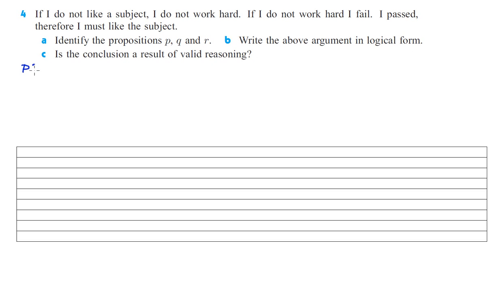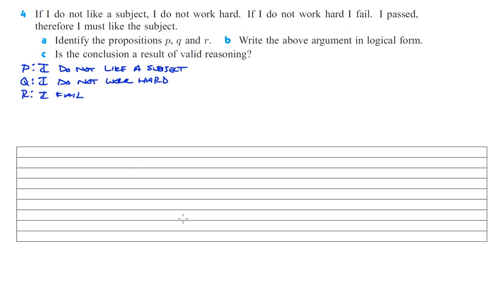So we've got proposition P is I do not like a subject. Okay. Q is I do not work hard. And R is, let's see, I do not like a subject, I do not work hard. If I do not work hard, I fail. I pass, therefore I must like the subject. R has to just be I fail. Okay? All right, so that's part A.